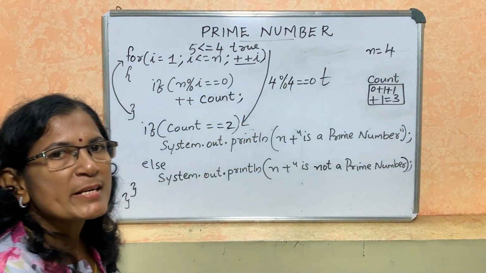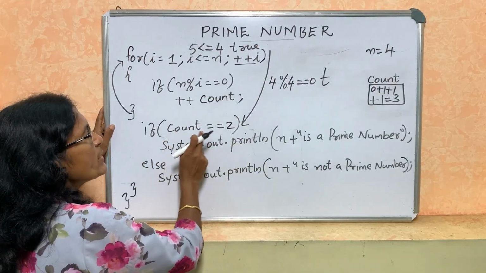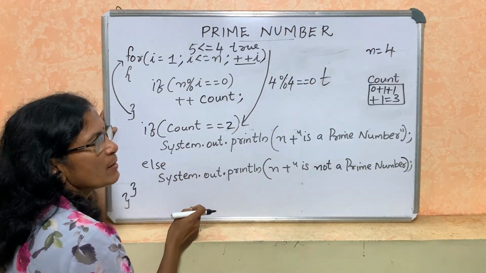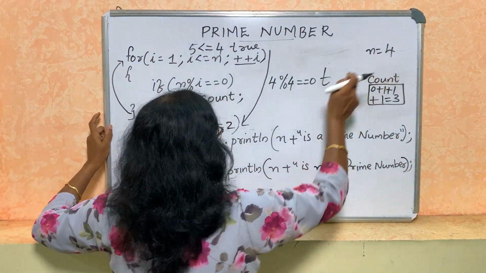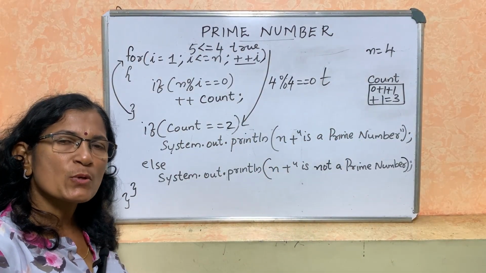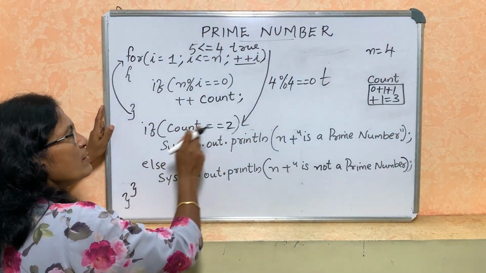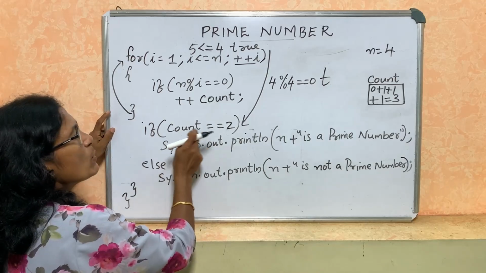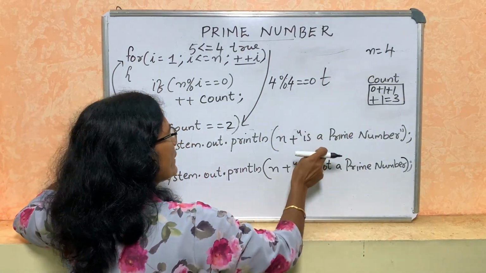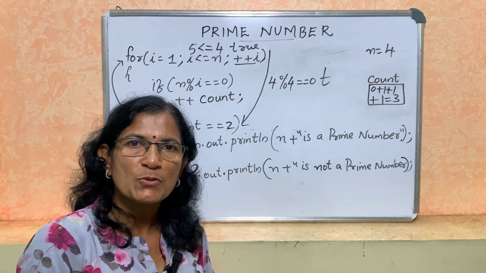Count was updated thrice. If count is equal to 2, then the entered number will be a prime number. The value in n is 4. Count is 3. 3 equal to 2? False. So n is not a prime number. 4 is not a prime number. 4 is a composite number as it has more than 2 factors.